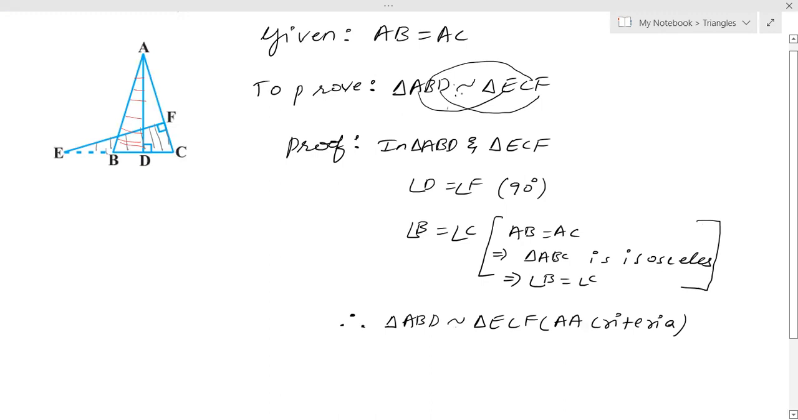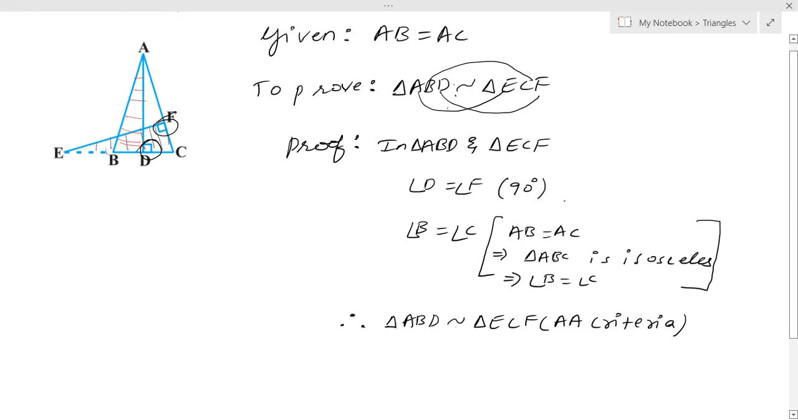So if you observe very clearly, angle D and angle F are 90 degrees from the figure. If you observe here, angle F is 90 degrees. Similarly, angle D is 90 degrees. So we can use that reason. D is equal to F because both are 90 degrees.